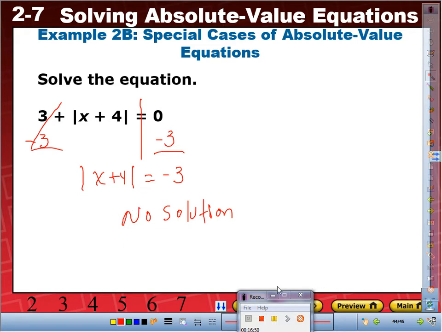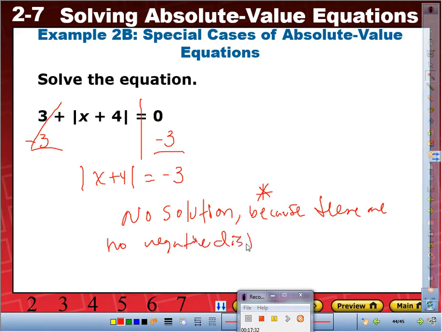Look at it. Tell your neighbor why. Who saw? Because it had the negative. That is correct. There is no such thing as negative absolute value. Remember, we count steps in positive. We don't count steps in negative. Absolute value is distance. Okay? So write a note for yourself. Note: no solution, because there are no negative distances.